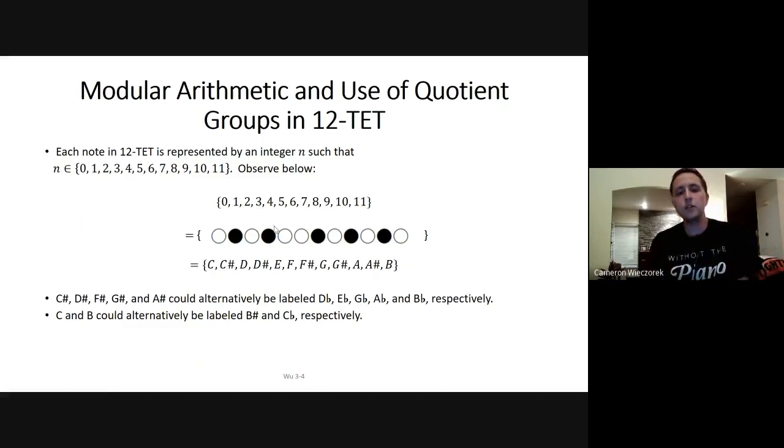So for the next part of the talk, there's going to be a lot of discussion of modular arithmetic and how we can actually use some abstract algebra in order to do things with key signature computation and things such as enharmonic equivalence, dominant chords, subdominant chords. So we're going to be using a numerical system to name the notes that I want to introduce.